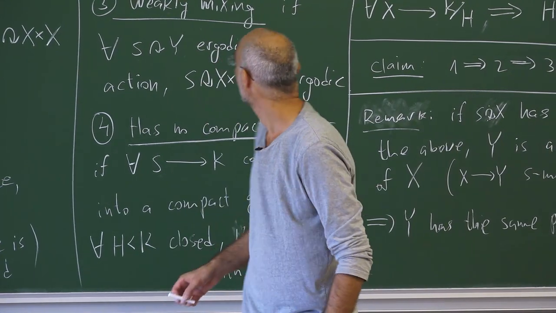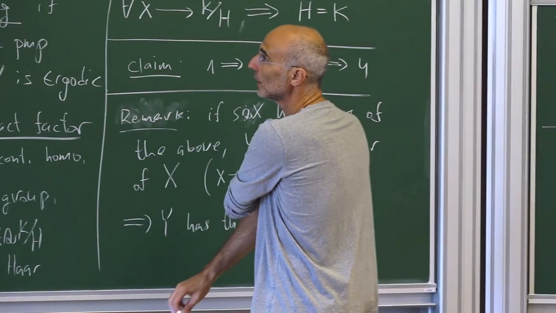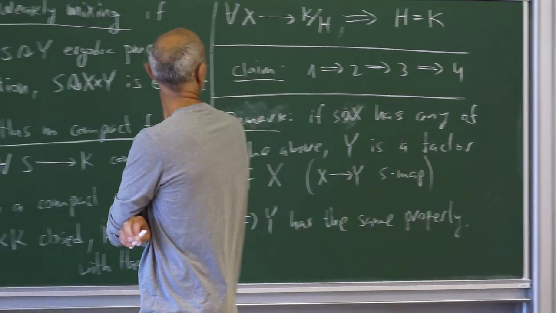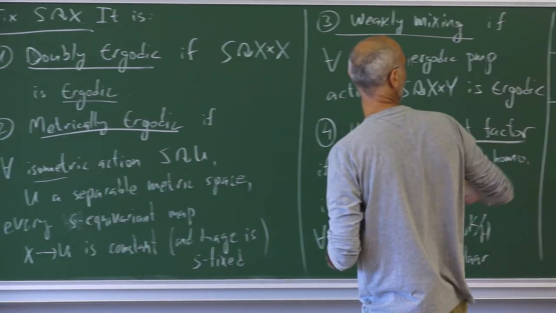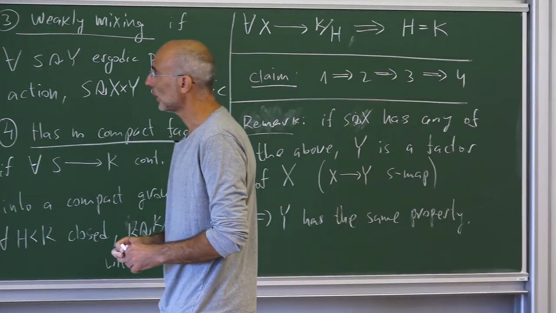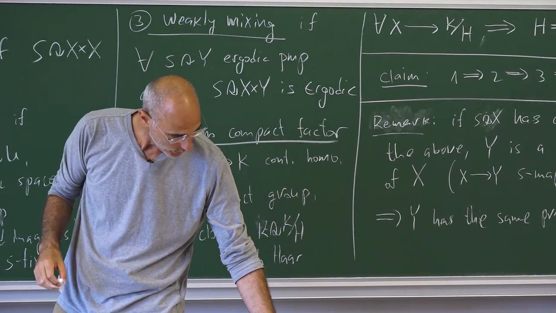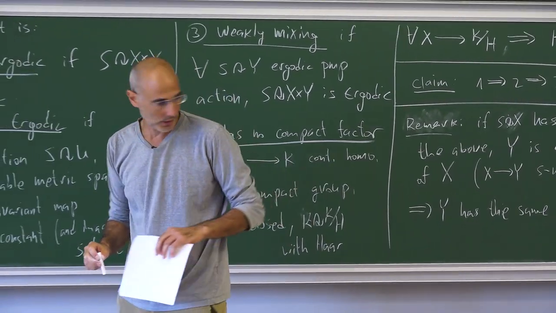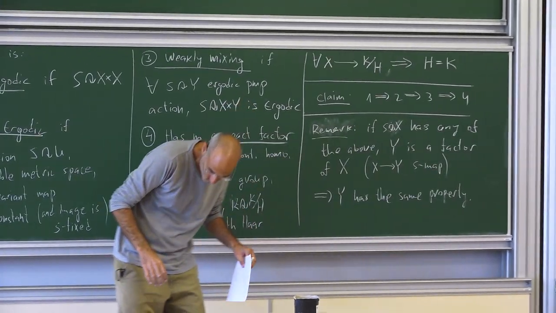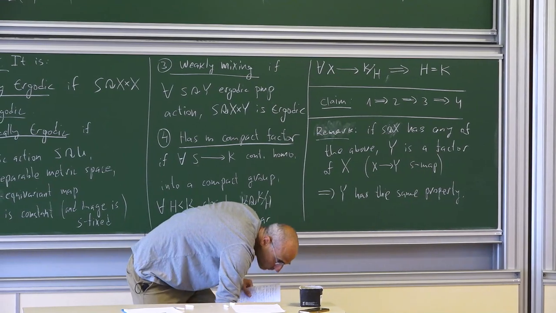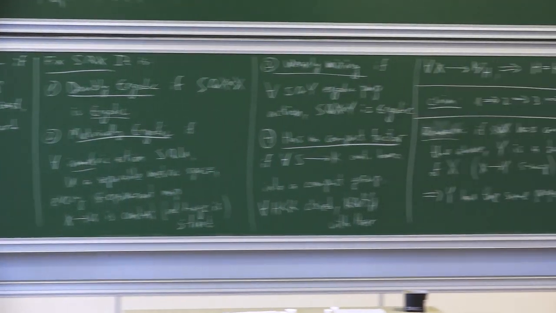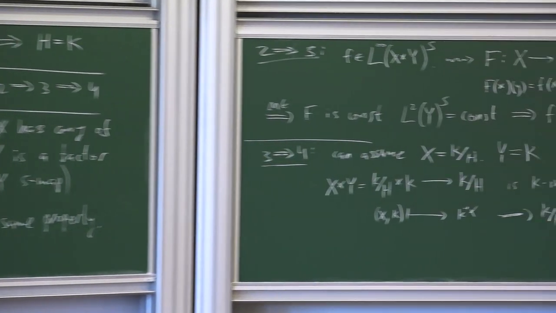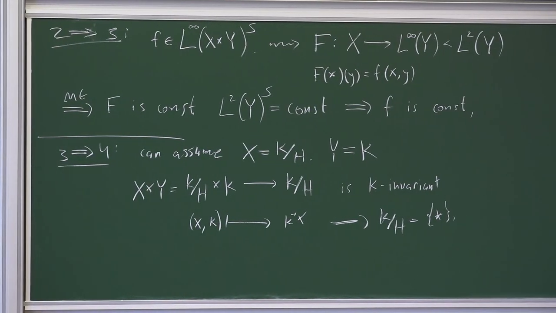Okay, so everything here holds for every Lebesgue action. I proved the claim. All the implications hold for every Lebesgue action. But now I want to emphasize or to study the case where X itself is PMP.